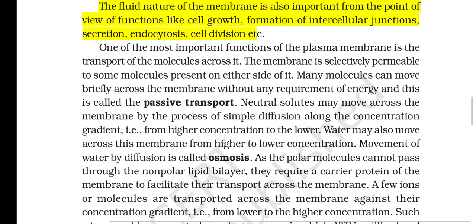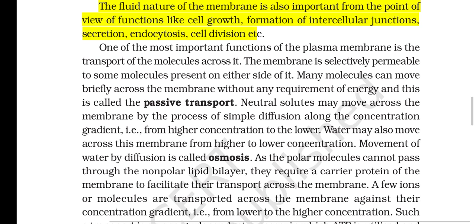One of the most important functions of the plasma membrane is the transport of molecules across it. The membrane is selectively permeable to some molecules present on either side of it. Many molecules can move freely across the membrane without any requirement of energy, and this is called passive transport. Neutral solutes may move across the membrane by the process of simple diffusion along the concentration gradient, that is, from the higher concentration to the lower. Water may also move across this membrane from higher to lower concentration. Movement of water by diffusion is called osmosis.